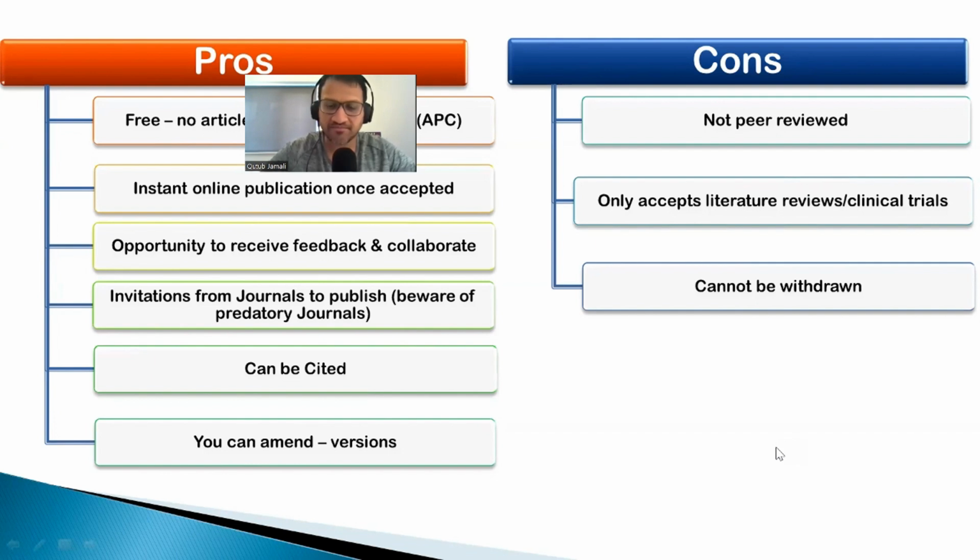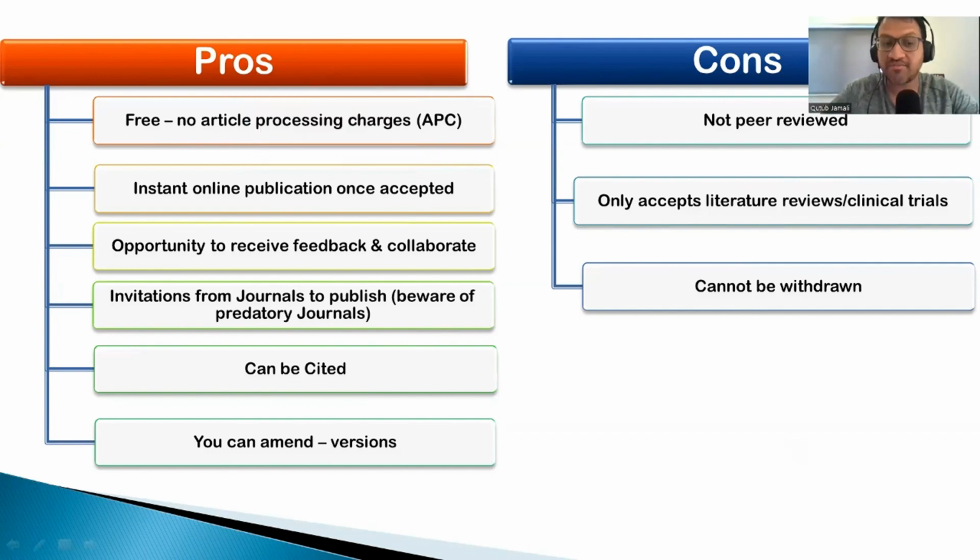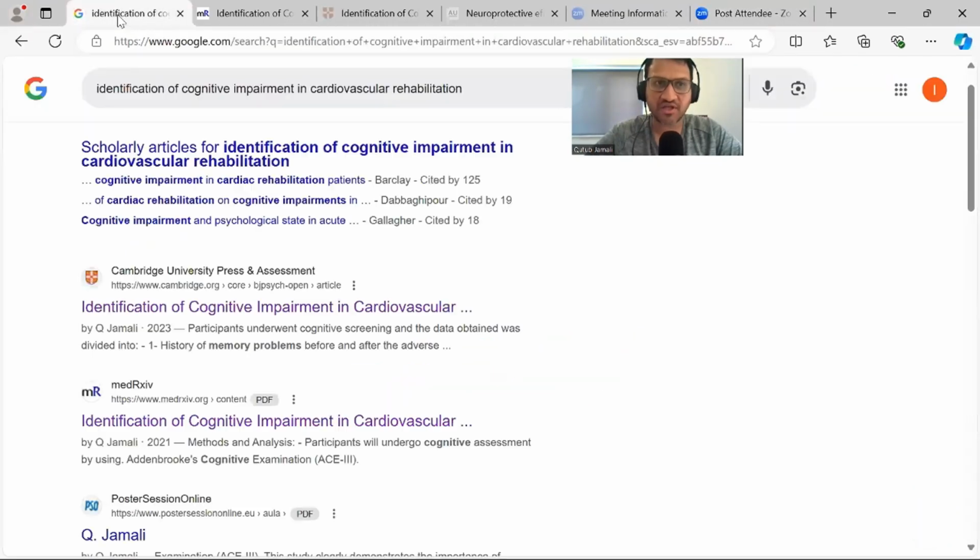Now, having discussed the pros and cons, let me straight away share my work related to preprint. So this is the first example. If you can see this, it's titled identification of cognitive impairment in cardiovascular rehabilitation. I thought I completed this pilot cross-sectional study. Sorry, I did not even complete it. It was just a research proposal. I had only drafted a research proposal.